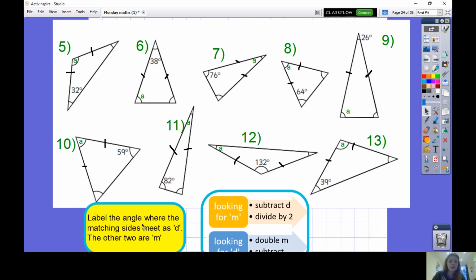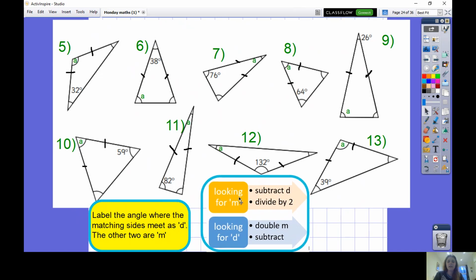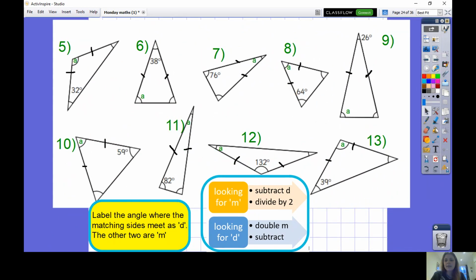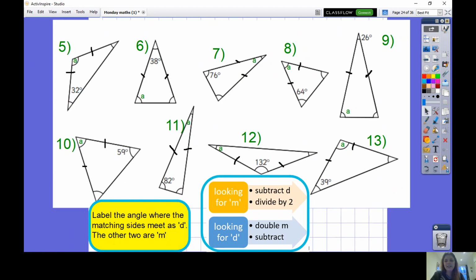a moment and I'll just go through for the first couple of questions whether you're looking for a D or an M angle. So over to you, pause the video, please have a go. Please have a go at these questions first. It's really important that you're trying to do these questions independently. So pause the video and have a go.